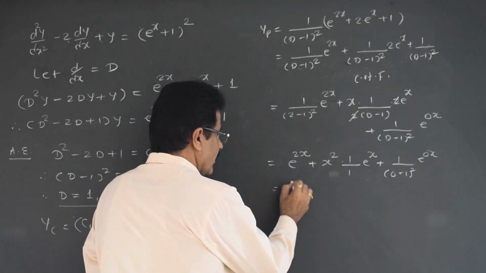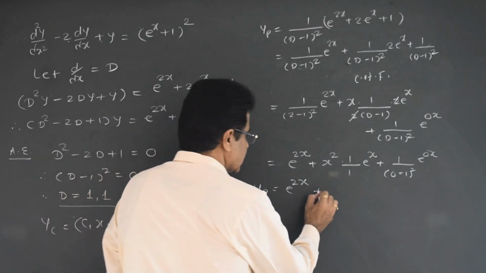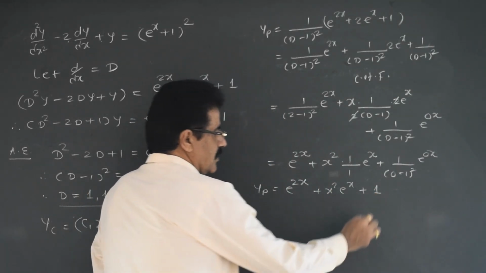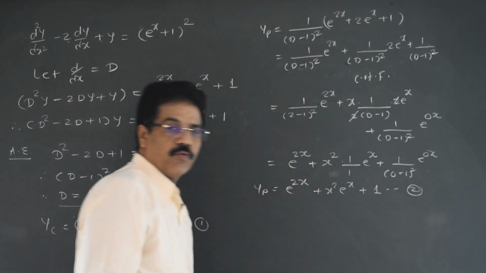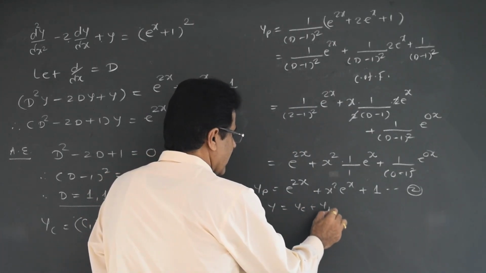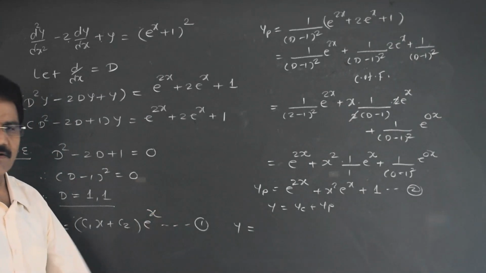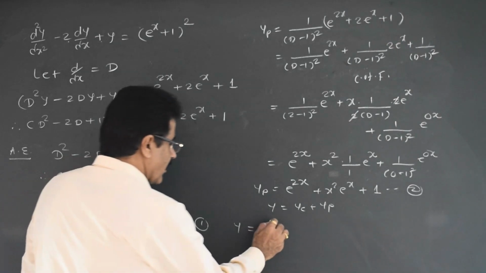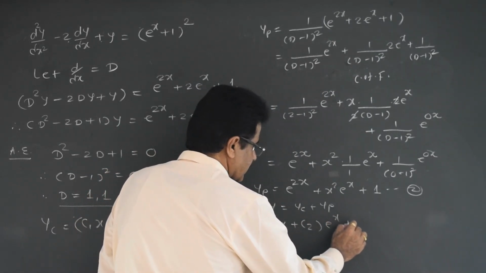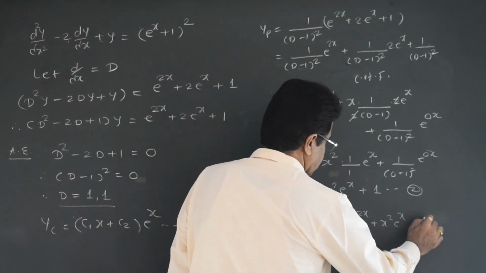And now we can write down the final answer of yp as e^(2x) plus x² into e^x plus the last term, which is now 1. So we can mark this as equation number 2. And the final solution y is given by yc plus yp. Therefore, just adding equation number 1 and equation number 2, we write the final answer as (c1x plus c2) e^x plus e^(2x) plus x² e^x plus 1.